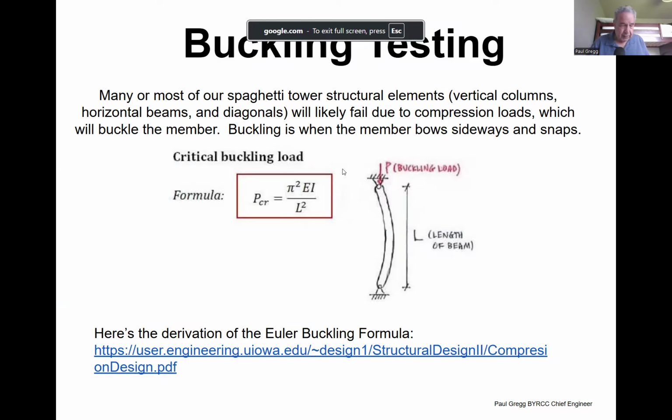Okay, this is the third video of my spaghetti material properties testing, and we're going to cover the buckling test, which is very important to spaghetti towers when they're shaken or tested, because most of what's going to happen is a buckling failure of these thin, long pieces of dry spaghetti.